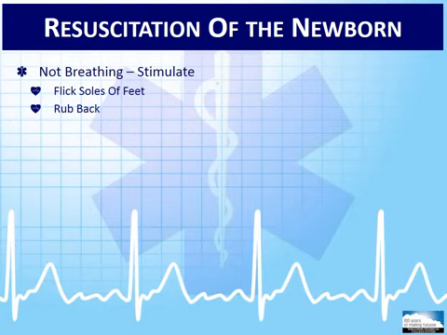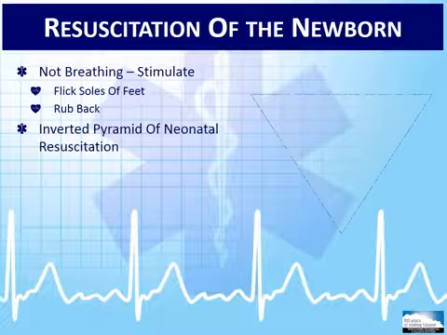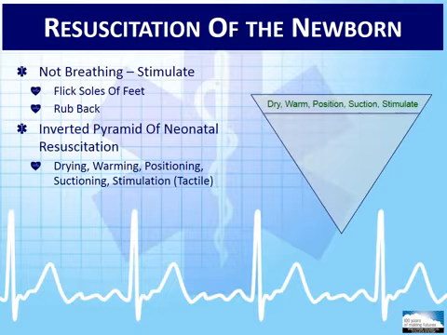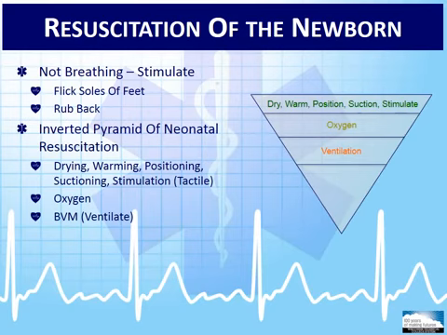If that is the case, the EMT should follow what is known as the inverted pyramid of neonatal resuscitation. The reason the pyramid is inverted, so to speak, is because adult resuscitation focuses predominantly on the heart and the circulatory system. In newborn resuscitation, however, the focus is on the respiratory system. Begin by vigorously drying, warming, positioning, suctioning, and stimulating the newborn. Administer oxygen and prepare to ventilate the newborn. Following those activities, it may be necessary to begin chest compressions if spontaneous breathing does not occur.